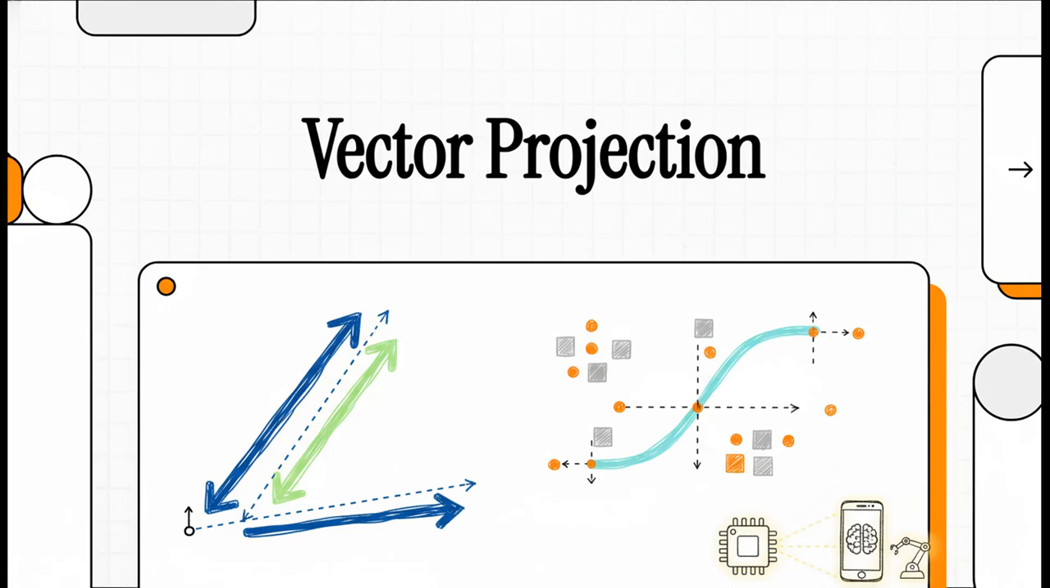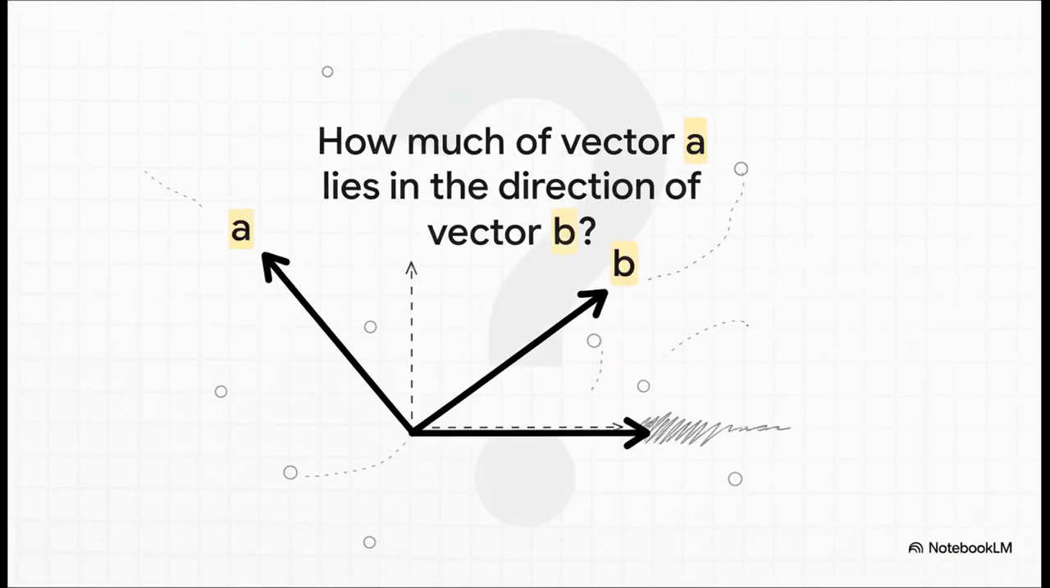All right, let's talk about a concept from linear algebra that on the surface sounds pretty academic: vector projection. But here's the thing, it's secretly one of the most important ideas in modern technology. It's the hidden engine running behind so much of the machine learning you and I use every single day. At its heart, vector projection is all about answering a really simple, almost childlike question.